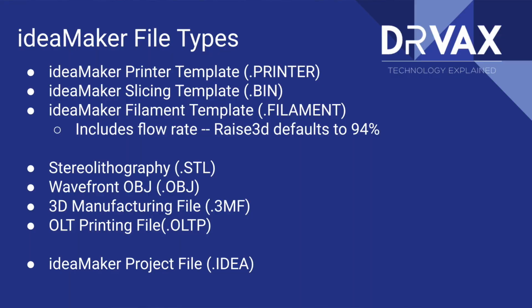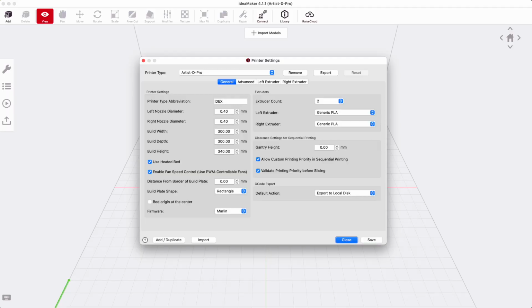Now, to better understand ideaMaker, let's start by looking at the files that you can use to define your ideaMaker environment. The first file is for your printer. The printer definition defines the size of the bed, the number of extruders, some characteristics about your printer. That's pretty typical. What's really nice, though, is you can import and export these definitions easily. In Cura, that's a bit trickier.